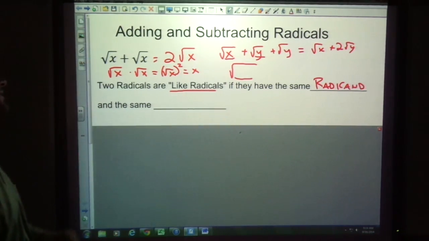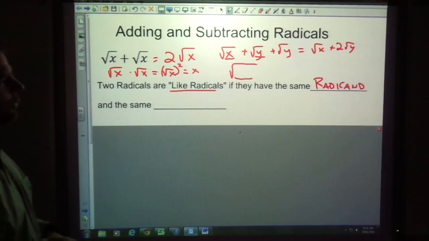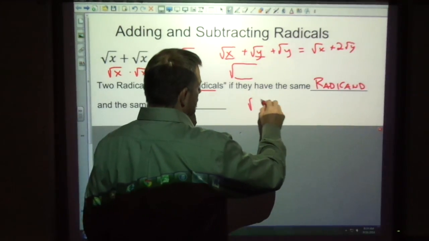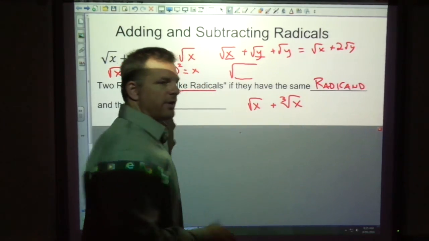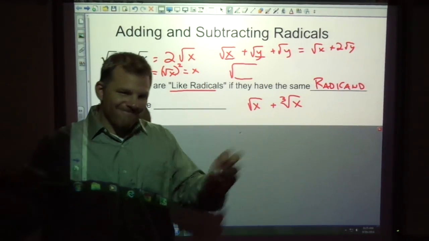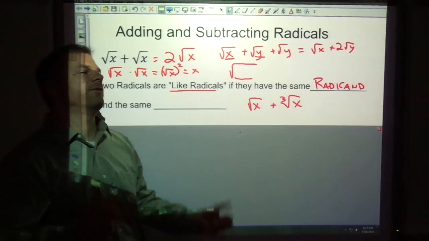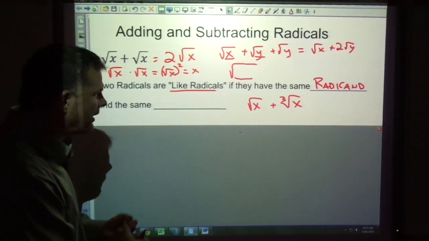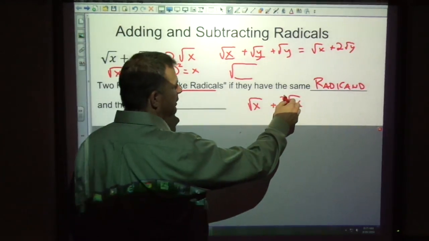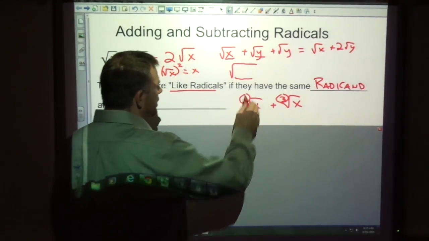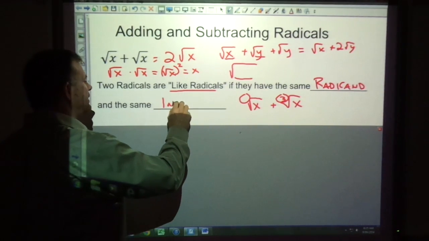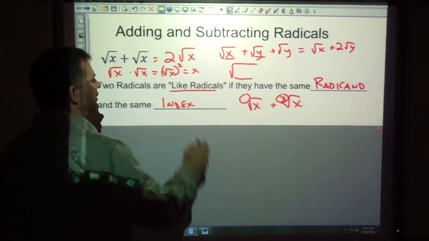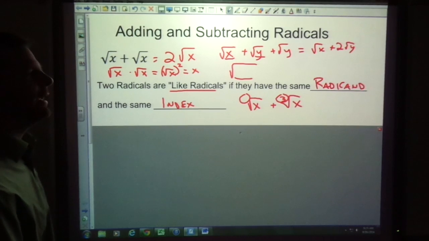The other thing, though, is that something else has to be the same as well. What about this? Square root of x plus cube root of x. Well, now I've got one square root and one cube root. They're different. I cannot say I've got 2 of the same thing. And this number up here, remember, is called the index. So as long as they have the same radicand and also the same index, we can say that they are like radicals.